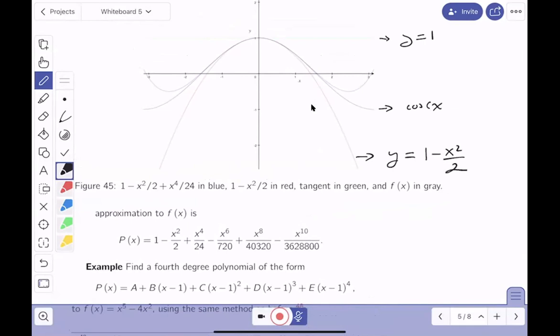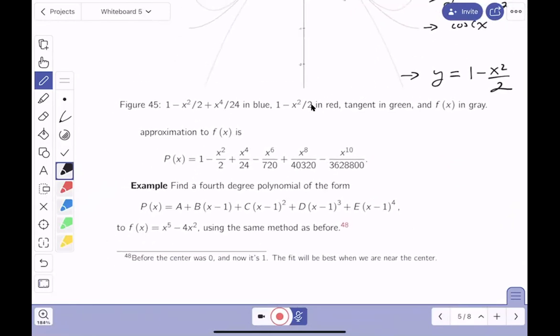And what's the next guy going to be? It's going to be that 4th degree polynomial, which is, let me make sure I'm doing that right. Yeah, this one over here. And that's going to be what? Y equals 1 minus x squared over 2 plus x to the 4th over 24. And yeah, I used the machine to graph that out.